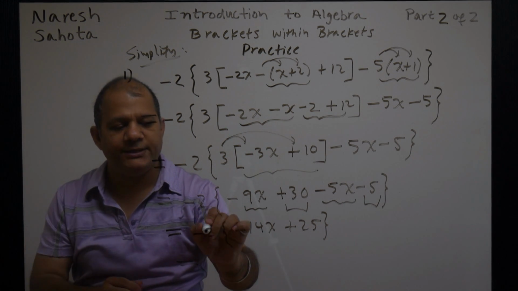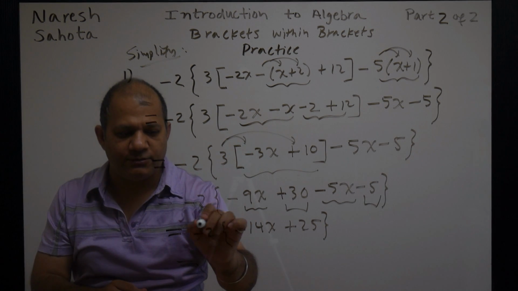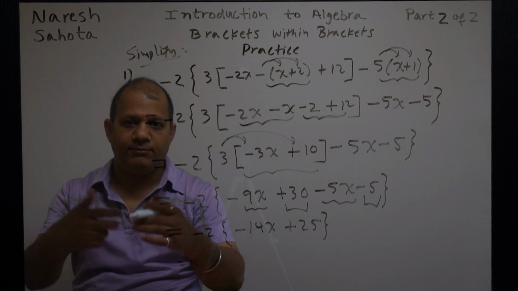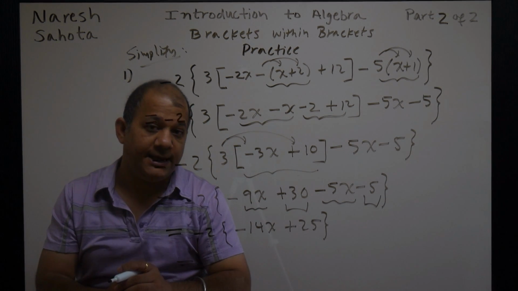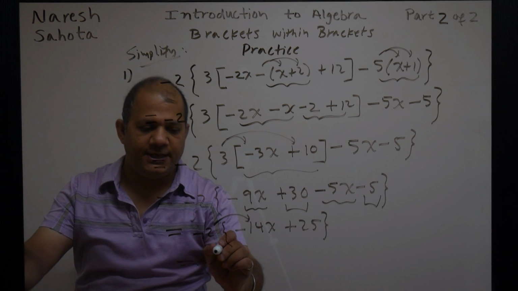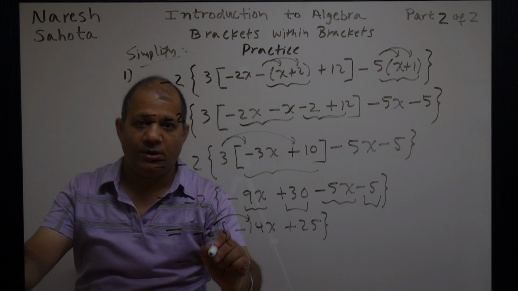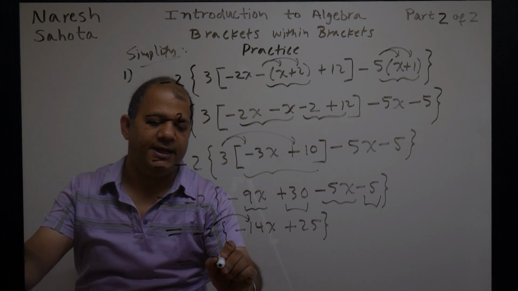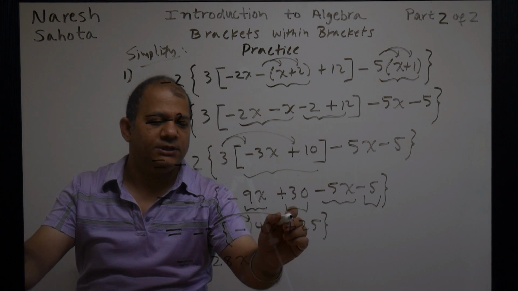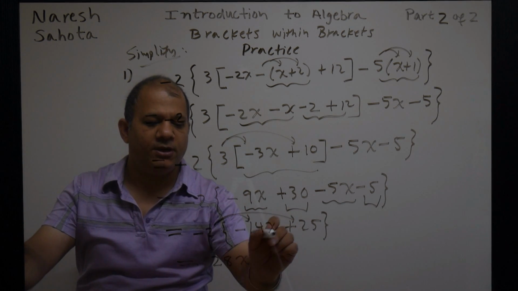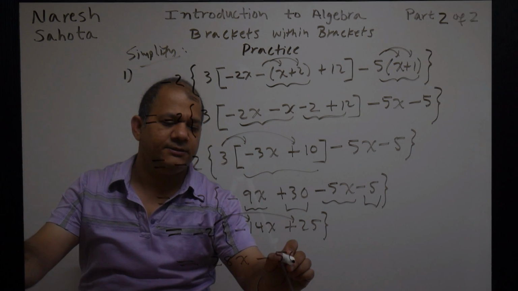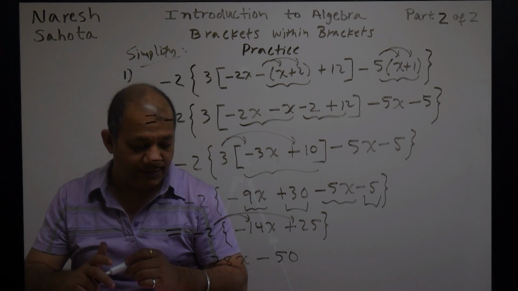And now we're ready to multiply the factor of -2 with both of these terms, and we'll end up removing the curly brackets and simplify. So negative 2 times negative 14x, negative times negative is positive, 2 times 14 is 28, so that's 28x. Multiply negative 2 with the second term, negative times positive is negative, 2 times 25 is 50. So that's the final answer.